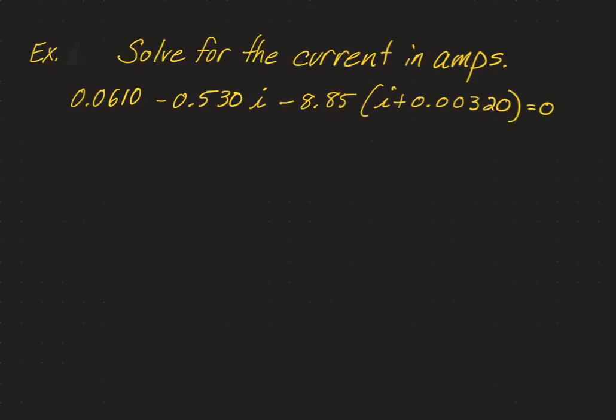Here's an application problem for you. You might be asked to solve for the current in amps. You have this situation that's been set up for you. Now, where's the variable? The I that you see there does not indicate an imaginary number.